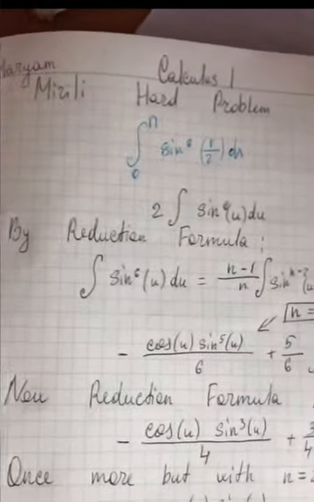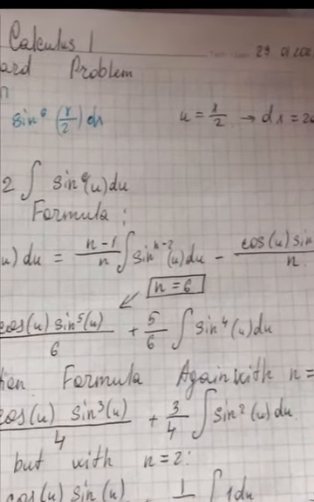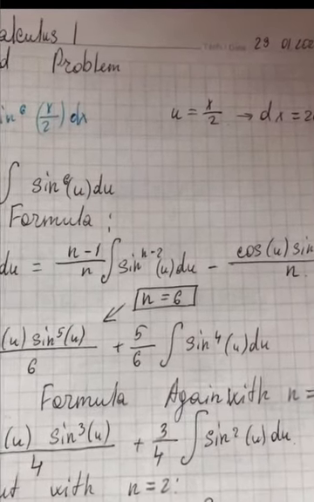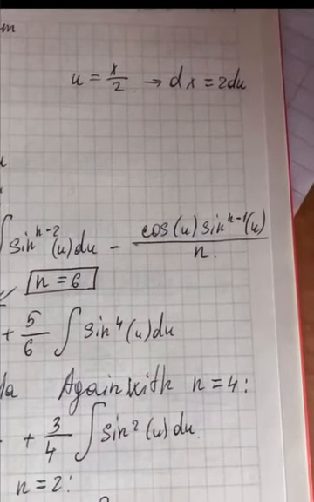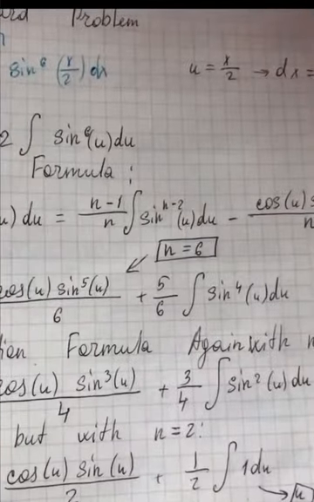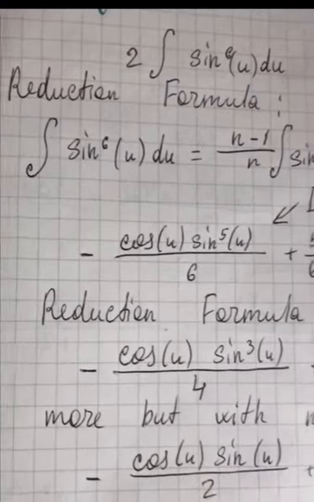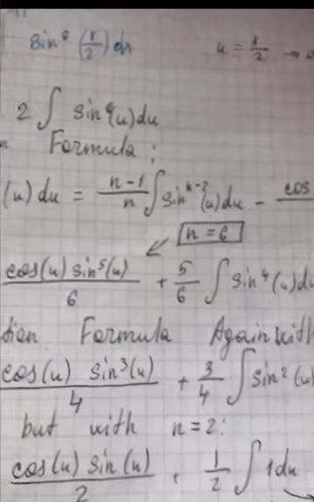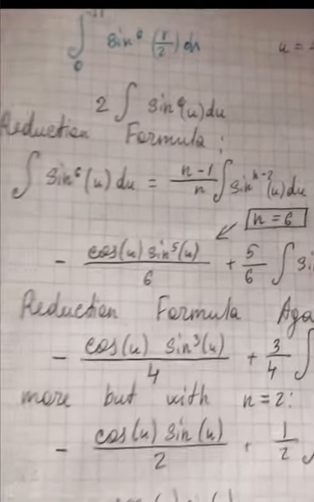Then we use the reduction formula, which looks exactly like this: (n minus 1) divided by n times the integral of sine raised to n minus 2 u du, minus cosine u sine raised to n minus 1 u divided by n, where n equals 6. Then we have this when n equals 6. I just wrote it beforehand because right now it would be quite hard, as I would be holding the camera and writing at the same time.